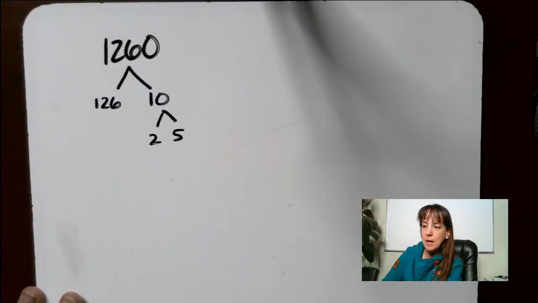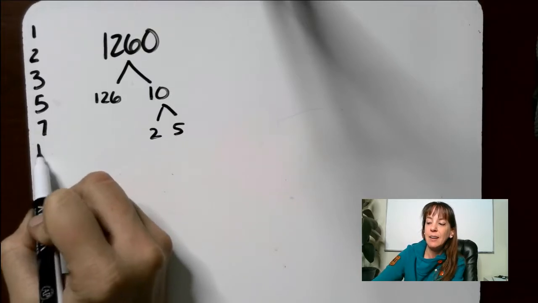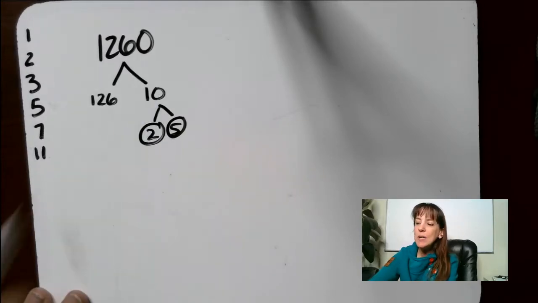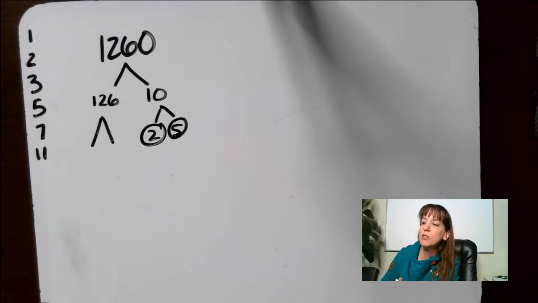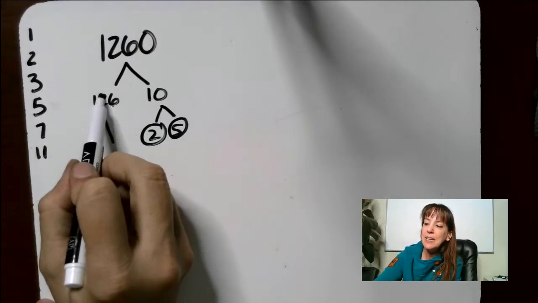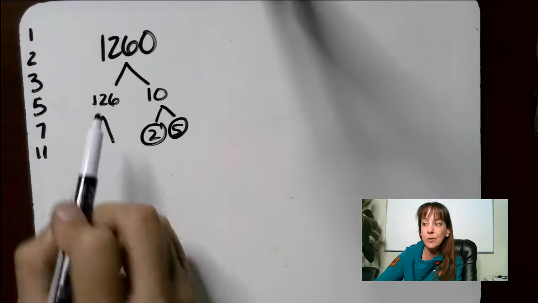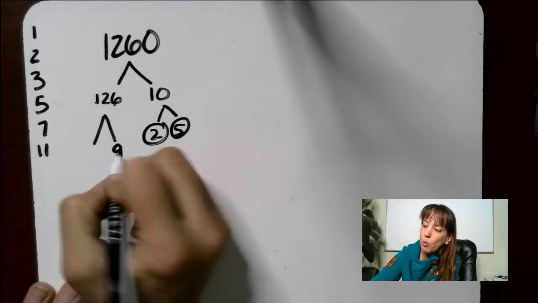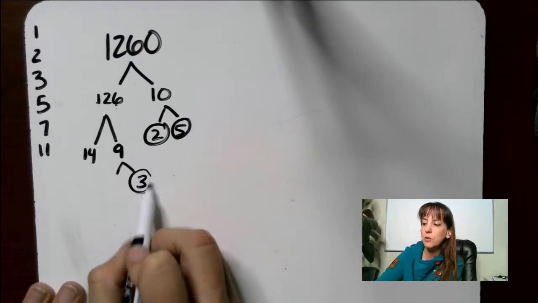Guys, our prime numbers are 1, 2, 3, 5, 7, 11, right? So this is prime, and when it's prime, you circle it, okay? 126, not prime. We can break that down. Our rules of divisibility, if you don't remember that, go back and watch lesson 10. We add the digits: 1 plus 2 plus 6 is 9, which means 9 goes into this number. And guys, it's okay if you want to use a calculator for these. Tell your parents I said it's okay. 126 divided by 9 is going to be 14. These are not prime numbers. 9 can be broken down to 3 and 3.